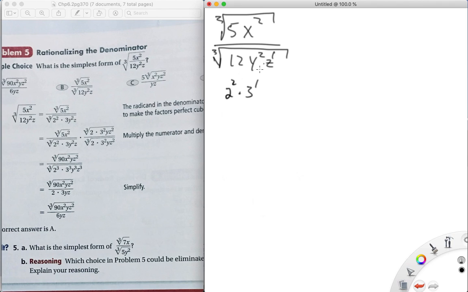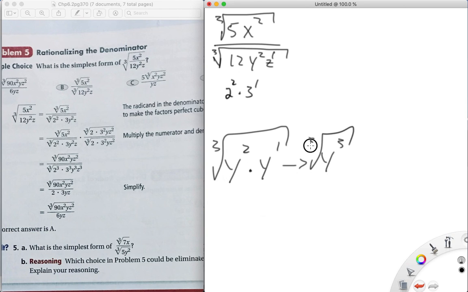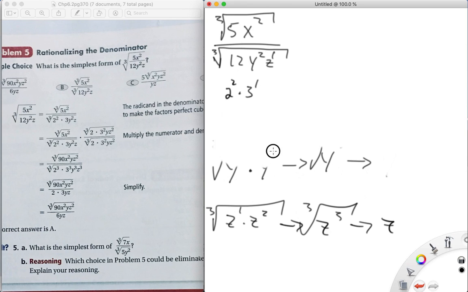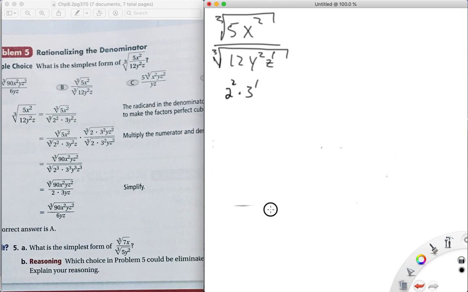I look here, I have y to the second. But in order for me to get a perfect cube, I have to have another y to the 1, right? That's going to give me y to the 3, and I can cube root it, and that'll give me y. Here I have z to the first, so I have to multiply it by z to the second in order to have z to the third, so that I can cube root it to get z. And again, eliminating all the radicals. So those are the numbers that I'm going to multiply this by.